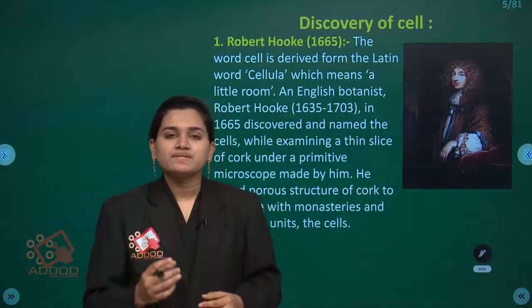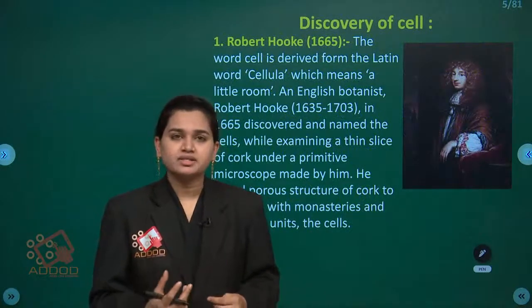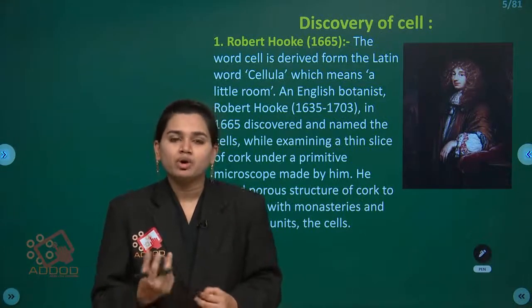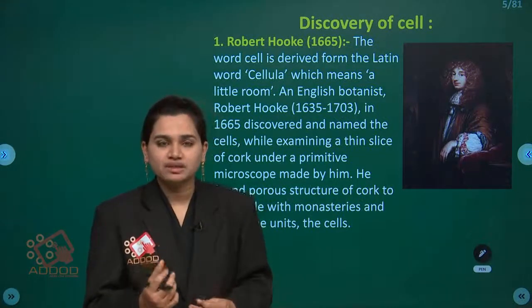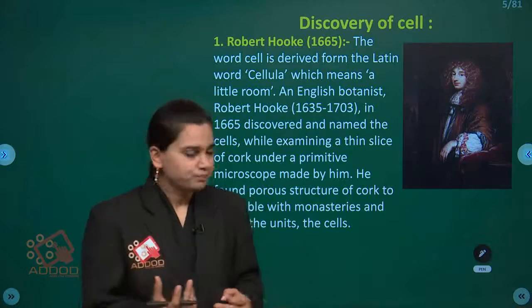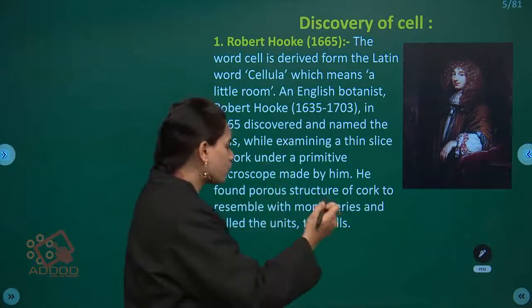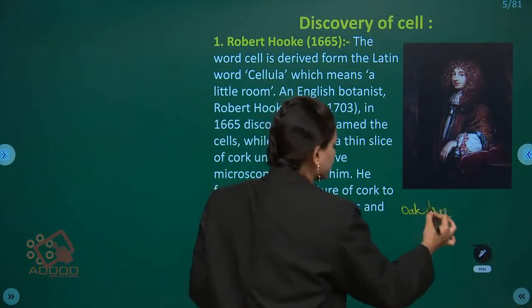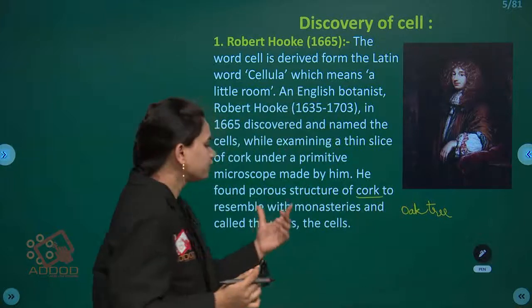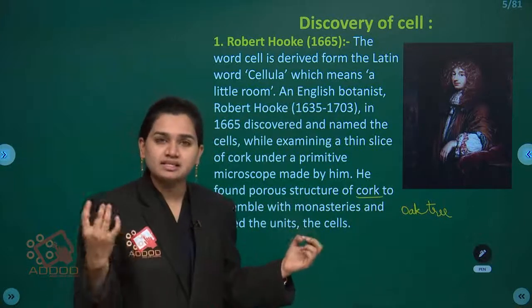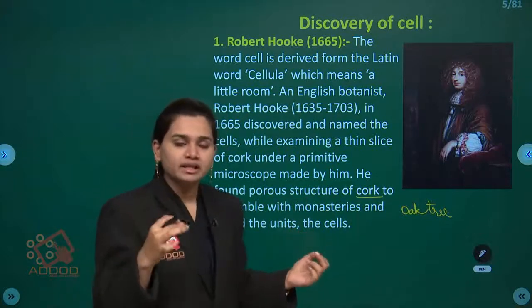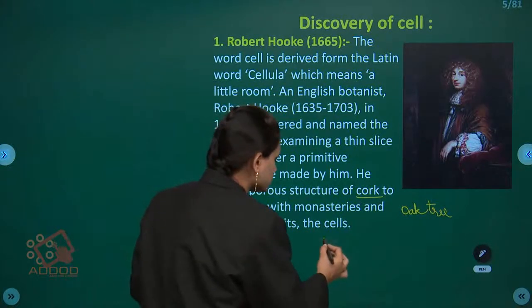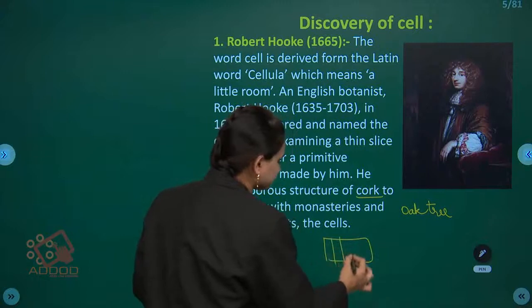The cell was first discovered by a scientist called Robert Hooke in 1665. Robert Hooke first observed the cell in cork. He observed the cork of an oak tree, and he saw that inside the cork the arrangement of cells was in the form of monasteries.